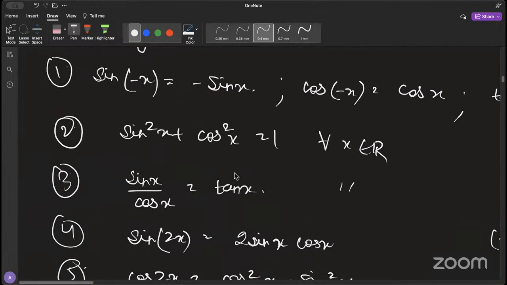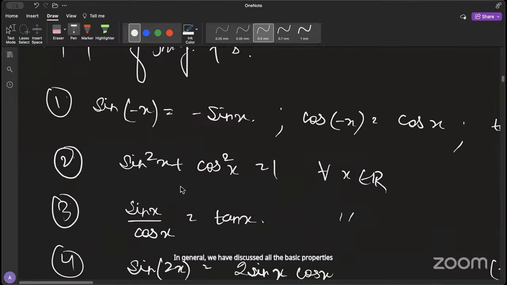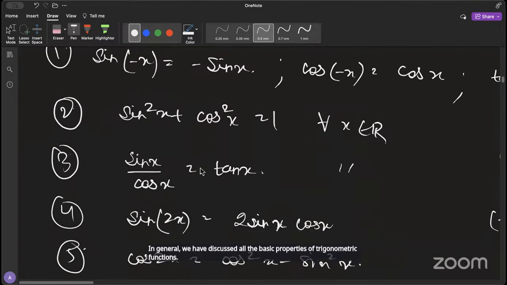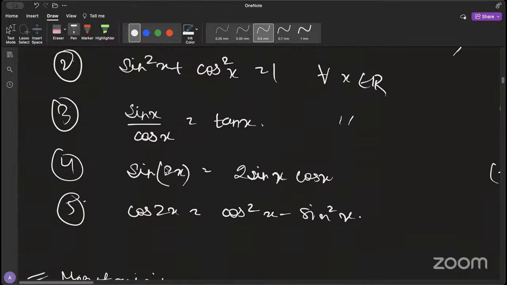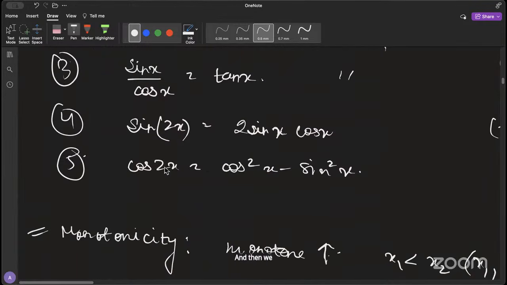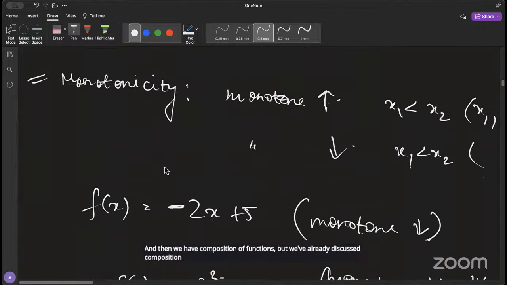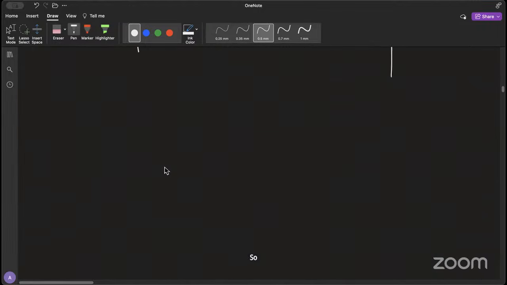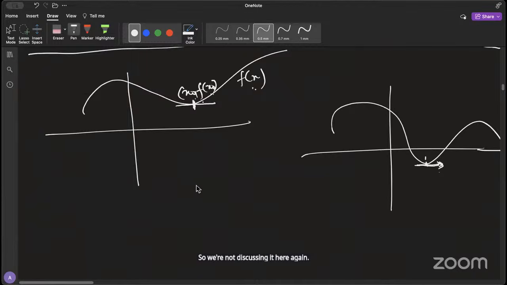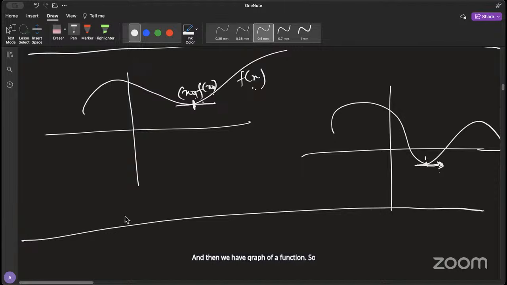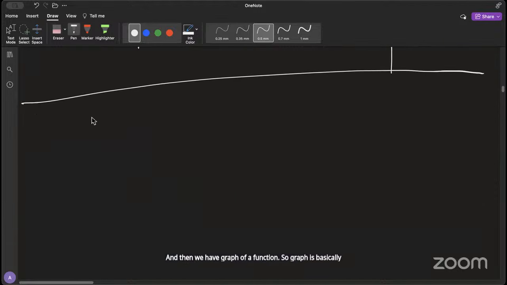In general, we have discussed all the basic properties of trigonometric functions. And then we have composition of functions, but we've already discussed composition in 5th week, I guess. So we're not discussing it here again. And then we have graph of a function. So graph is basically, we know what it looks like.